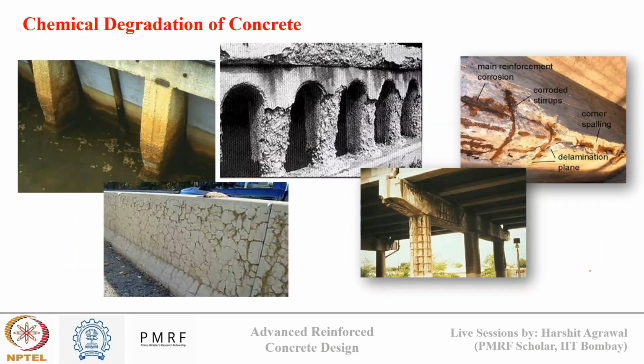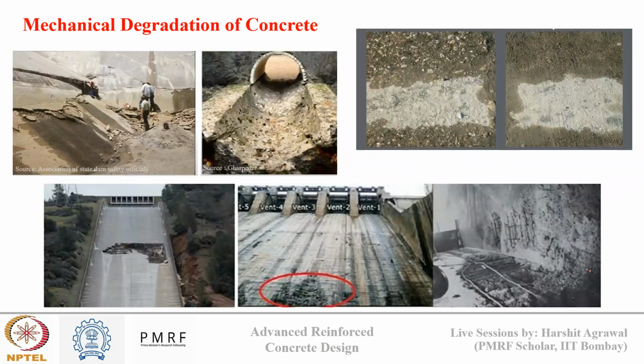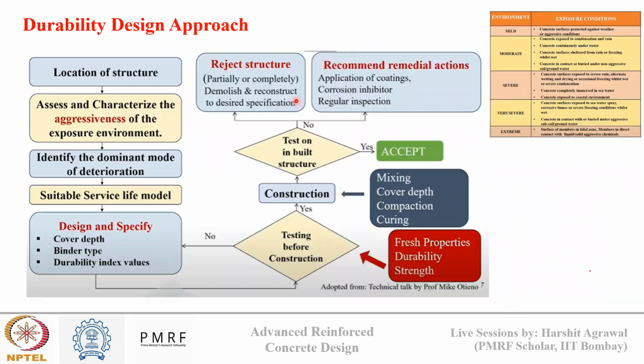In chemical ingress, we talked about different chemicals responsible for degradation in concrete. We looked into sulfate degradation, alkali silica reaction, freeze and thaw effect, and finally corrosion of embedded steel reinforcement due to chlorides and carbonation. We also talked about mechanical degradation of concrete due to erosion, abrasion, and cavitation.